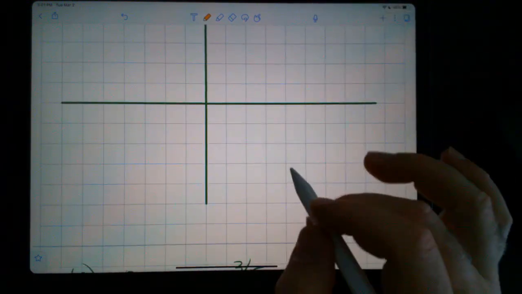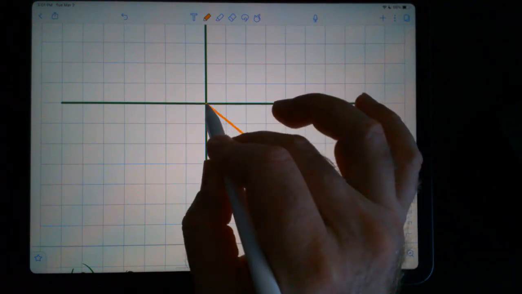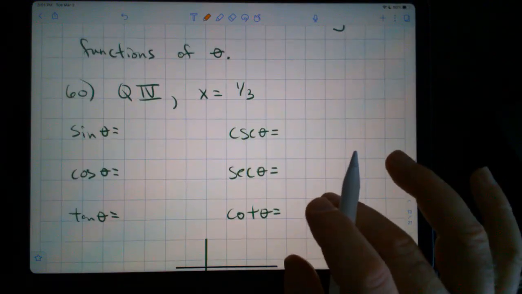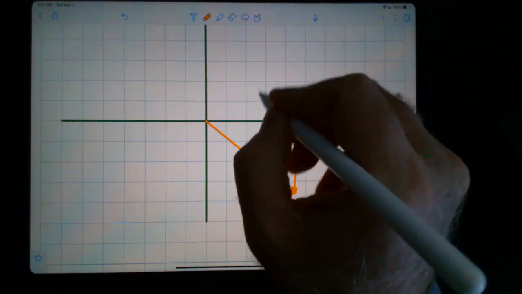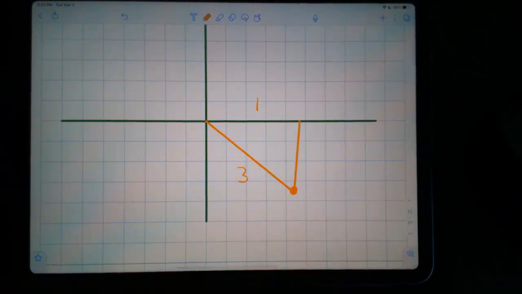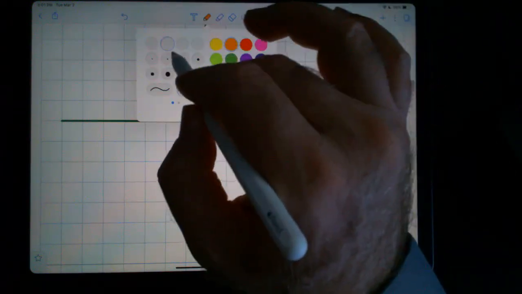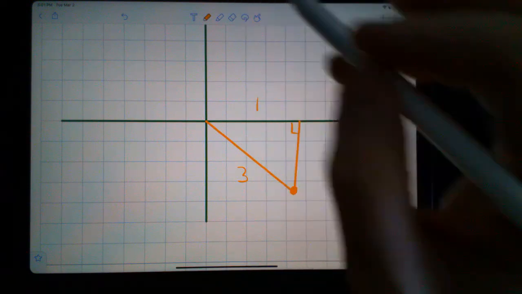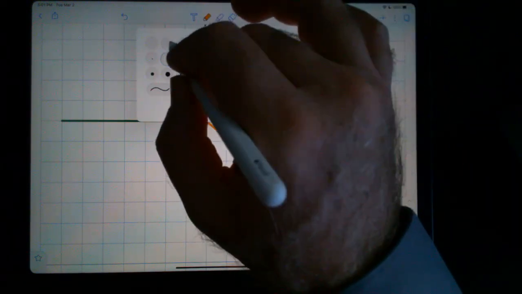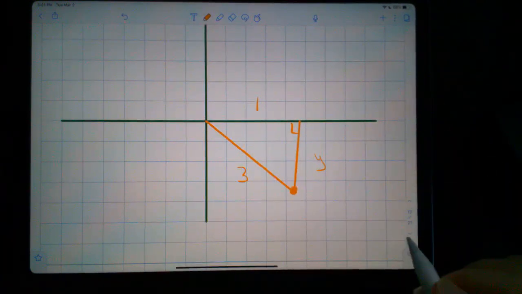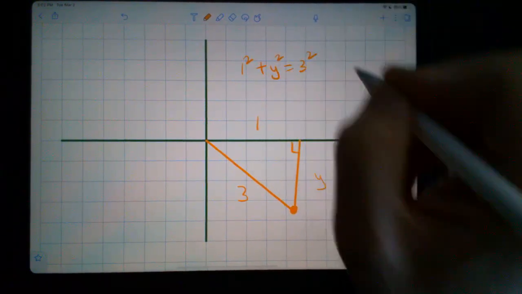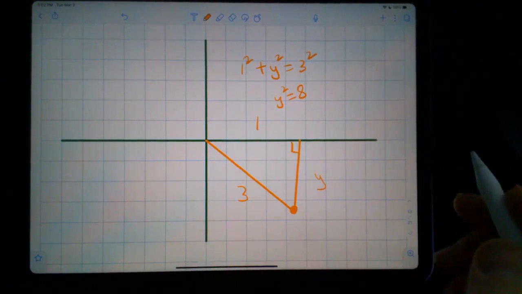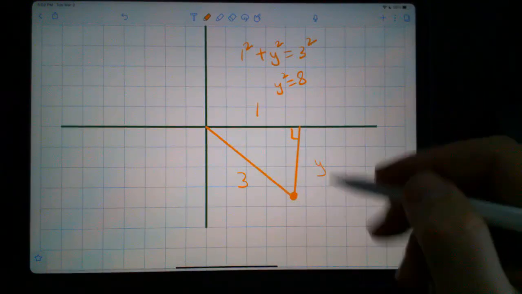So quadrant 4, be somewhere down in here. The x is 1/3. So notice x is positive. X is 1/3 means that the hypotenuse is 1 and the side is 3. This is supposed to be a right angle, even though it doesn't look like it. So if that's a right triangle and we're just missing our y value, let's do the Pythagorean theorem. So we have a squared plus b squared equals c squared. So we have y squared equals 8. That means y is 2 radical 2, and since I'm in quadrant 4, this will be negative.